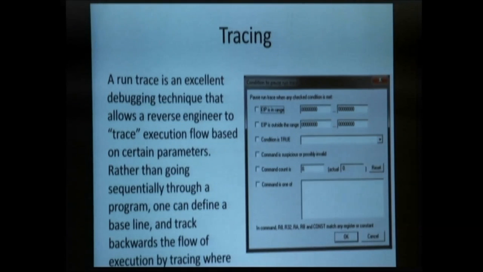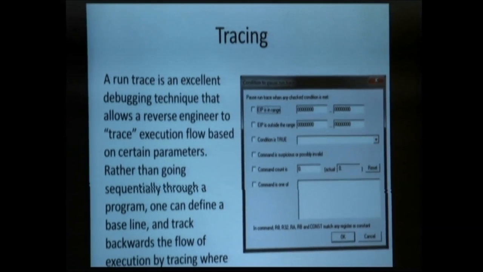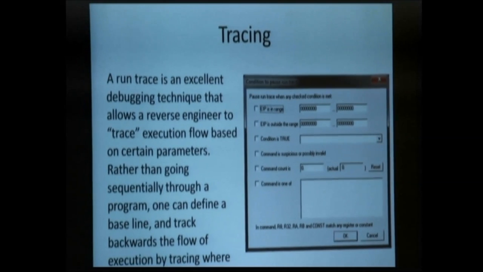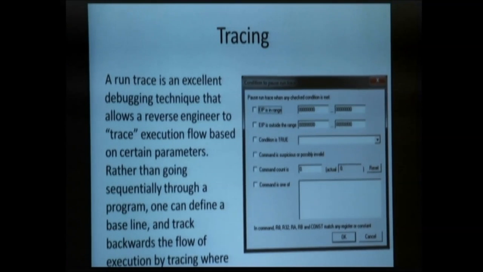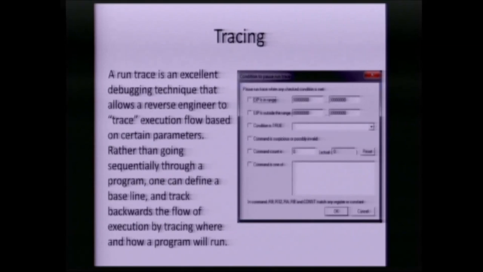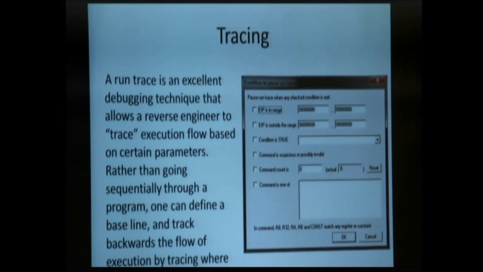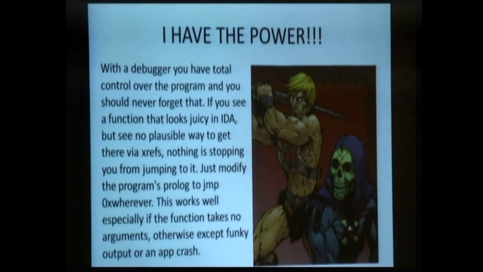Tracing, run tracing, something I don't use, but actually I started using it the other day. It's actually not that bad. The concept of the run trace is that you have a certain set of conditions. So in this case, if the EIP is in range of this or this, or if it's outside of this range, or if EBX or one of the registers equals this particular value, then stop, or alert us. So it's really conditional. It's more of those, when the hell am I ever going to use this? But once in a while, you might actually find a use for it. I just thought I'd bring it up.